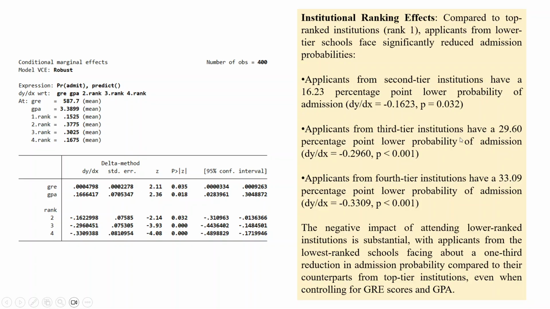Applicants from third tier institutions have a 29.6 percentage point lower probability of admission, and they are all significant. Please remember it. Applicants from fourth tier institutions have a 33.09 percentage point lower probability of admission. The negative impact of attending lower ranked institutions is substantial, with applicants from the lowest ranked schools facing about a 1/3 reduction in admission probability compared to their counterparts from a top tier institution, even if we control the GRE scores and GPA.